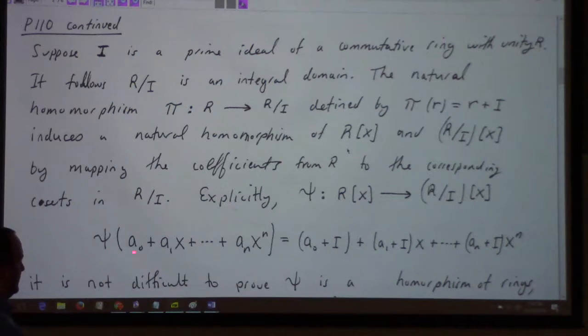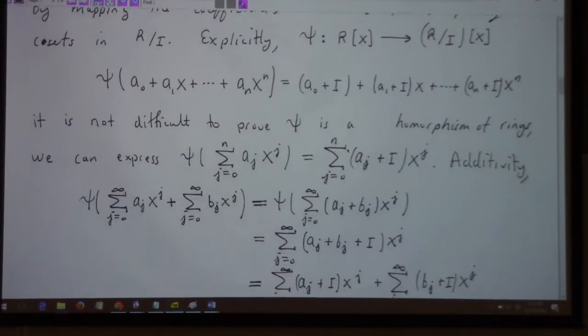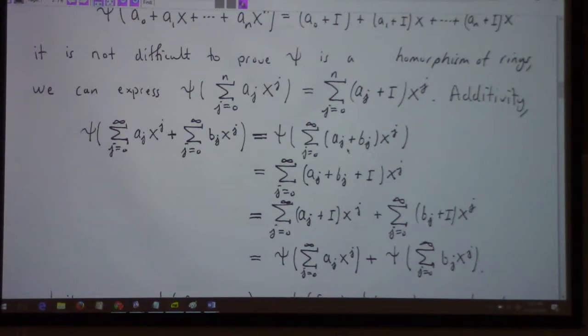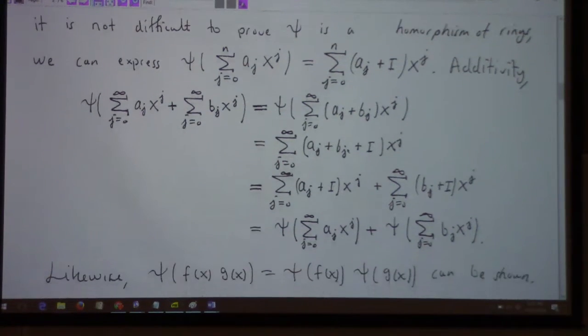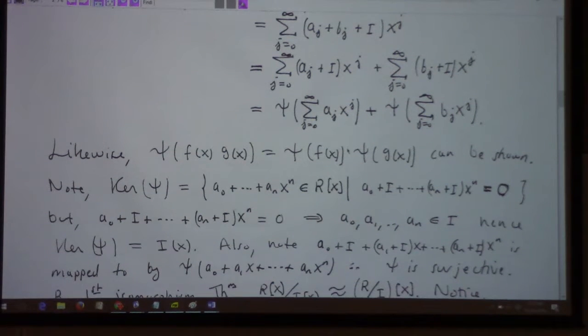Here's the homomorphism. I take a polynomial in R[x], and I map it to the corresponding polynomial with quotient coefficients. And you can prove that, in fact, this is a homomorphism of rings. Here's proof that it's additive. And you can prove that it's multiplicative; I didn't bother. More interestingly, the kernel of this homomorphism is given by those polynomials such that the corresponding quotient coefficient polynomial is 0.